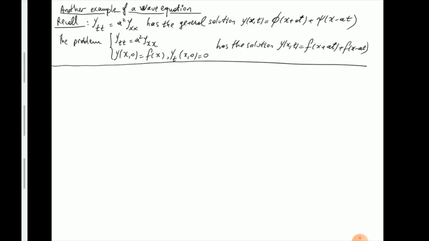So let's actually summarize briefly what we obtained last time. We showed that just by solving via substitution the partial differential equation itself, the wave equation in one dimension, the general solution looks like this summation of what we call the traveling waves, right? So two functions phi and psi evaluated at x plus at, x minus at.